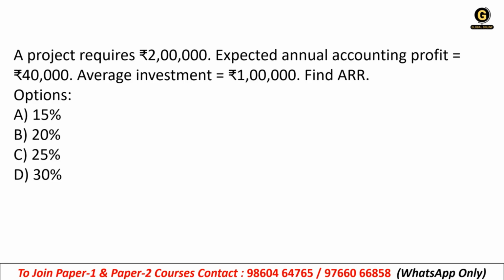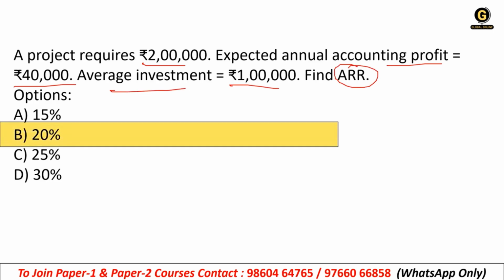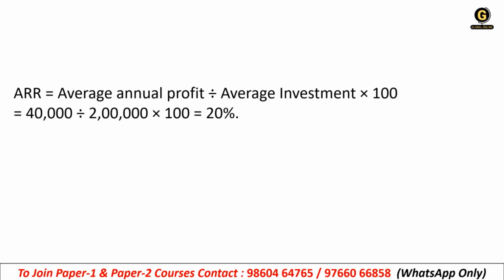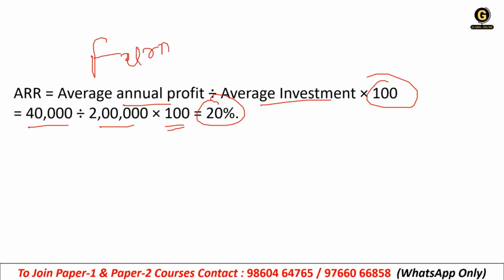A project requires 2 lakh, expected annual accounting profit 40,000, average investment 1 lakh. Find ARR. Okay, so 20% will be the answer. How? We need to understand the ARR formula first. What is the formula of that ARR? Average annual profit divided by average investment into 100. Okay, 40,000 given, 2 lakh is given, into 100, 20% will be the right answer. Okay, it is really very easy, but only when you remember the formula.